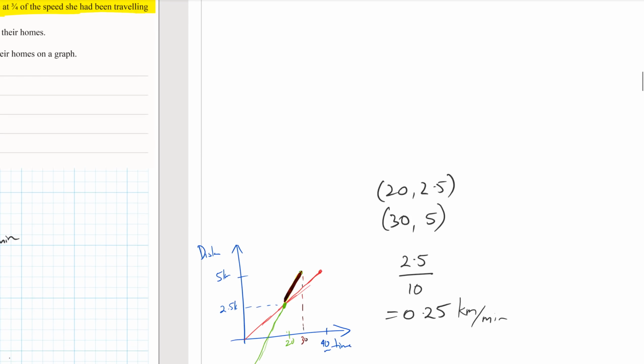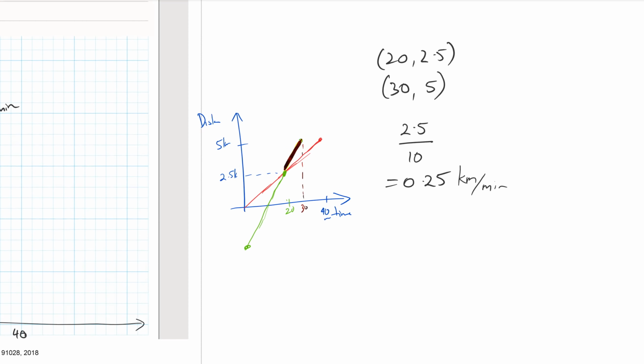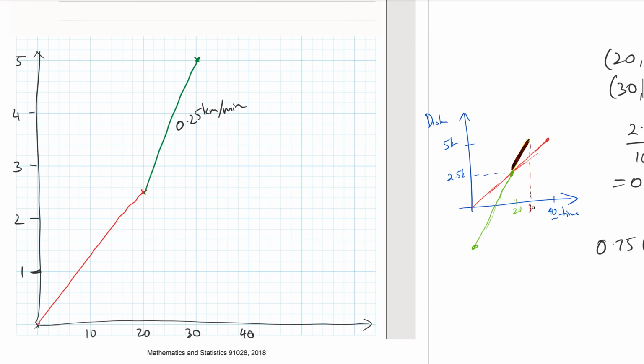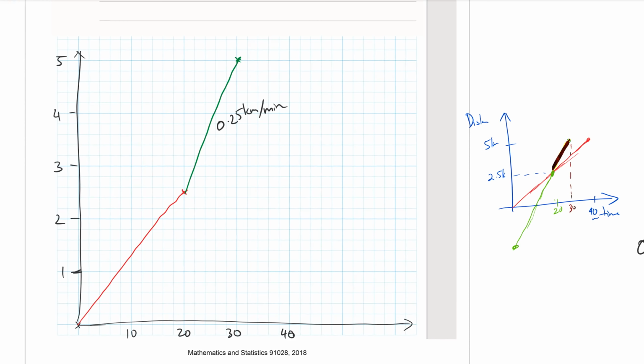Okay, so if that's the case, we now know that 0.75 times whatever Emma's speed before they met is now equal to 0.25. So we can see Emma's speed before they met was 0.25 divided by 0.75, which is 1/3. Now the reason why I'm putting this as 1/3 is because it's a lot easier to put it as a graph. And so that's what I'm going to do, Emma's speed before they met. So it was 1/3.